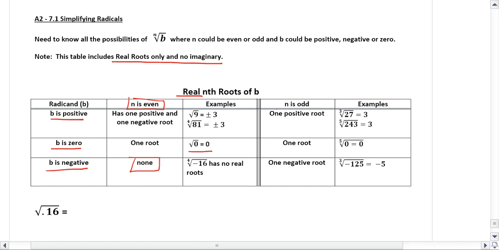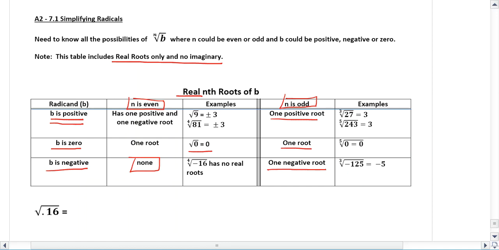So on this side of the table, we are talking about odd exponents. So the first, when the number under the radical is positive and it's an odd root, we do have just one answer, and it's the positive root. Again, Captain Obvious, when we have a root of 0, there's one answer. And when the number under the radical is negative and it is an odd exponent, they just are looking for, of course, the odd root. So please just understand the possibilities from this table.